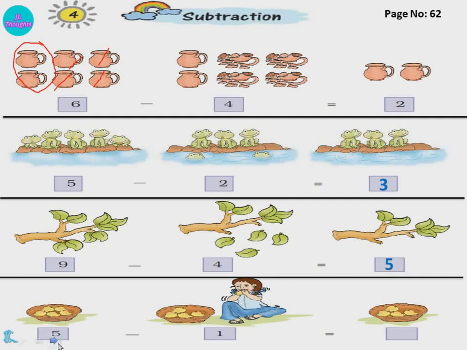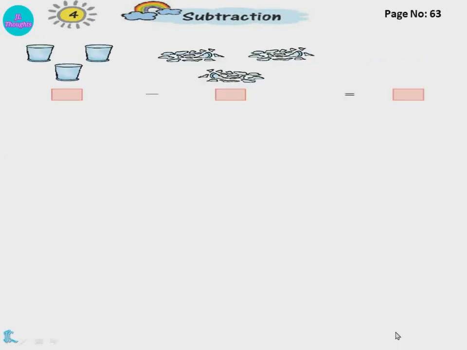So you'll write 5 here. Minus how many mangoes did the girl eat? 1 equals to, so how many left in the basket? 1, 2, 3, 4. Okay, children, the next one, page number 63.